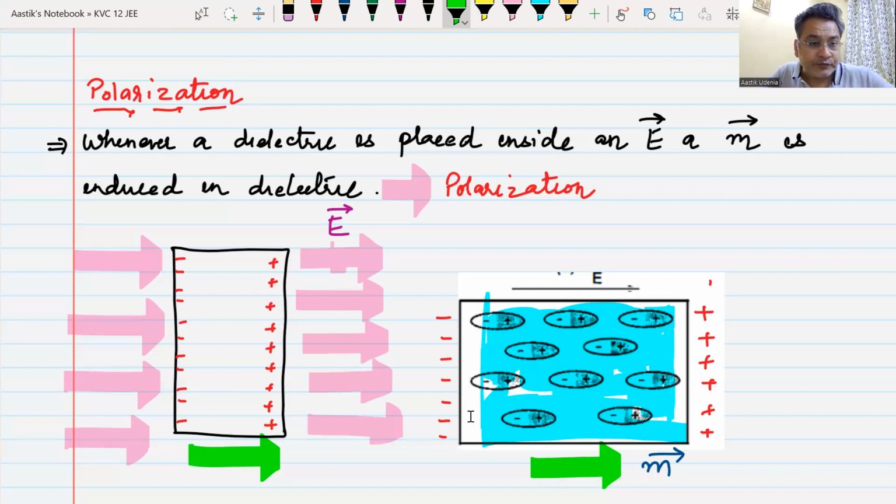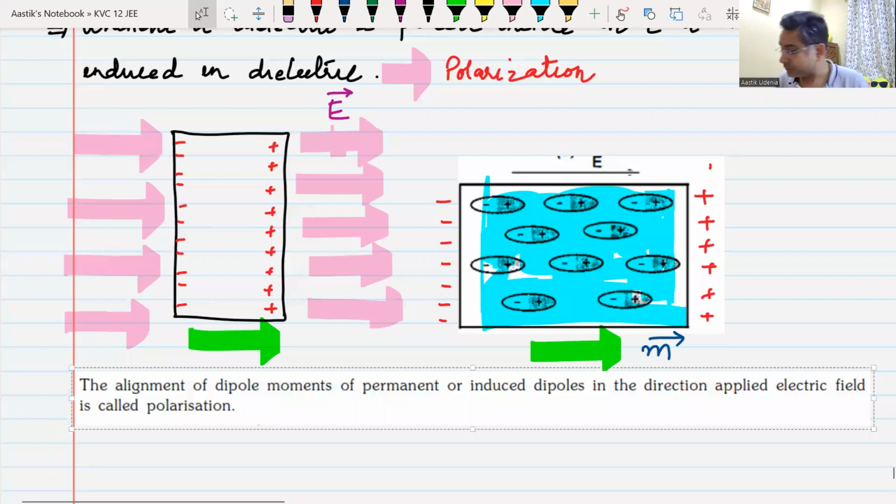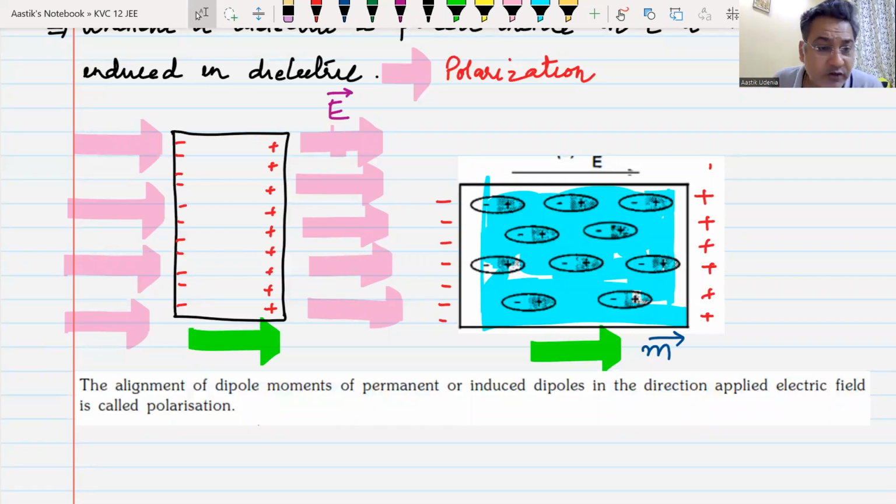If you want to understand polarization, you can also write it in this form. I'll give you the other way of understanding this polarization. This is nothing but the alignment of the dipole moment in the direction of the electric field when a dielectric is placed inside the electric field. Everyone understands this?